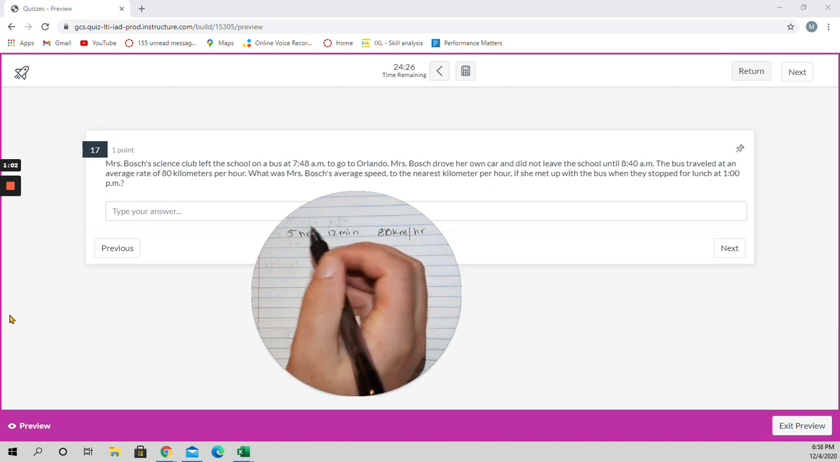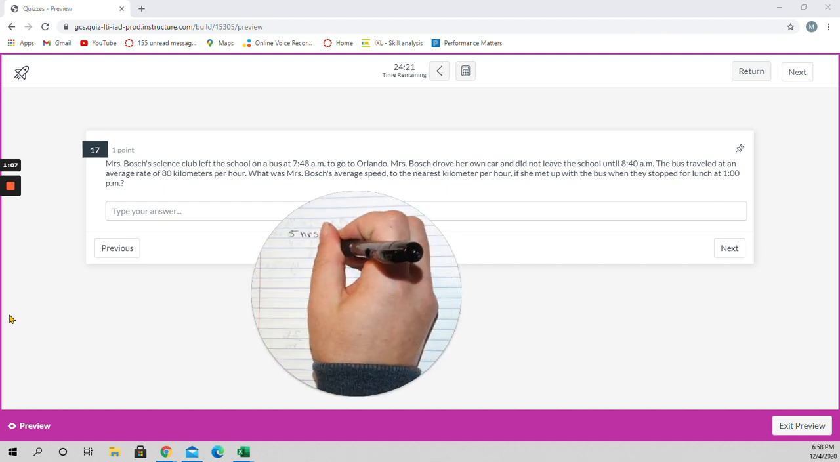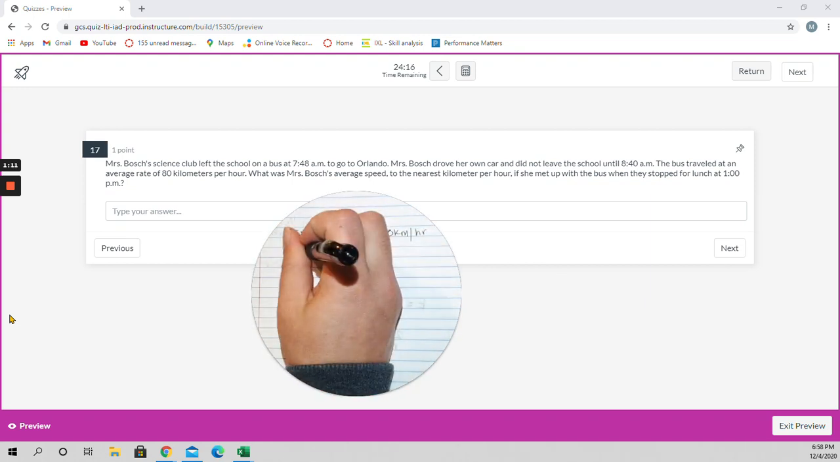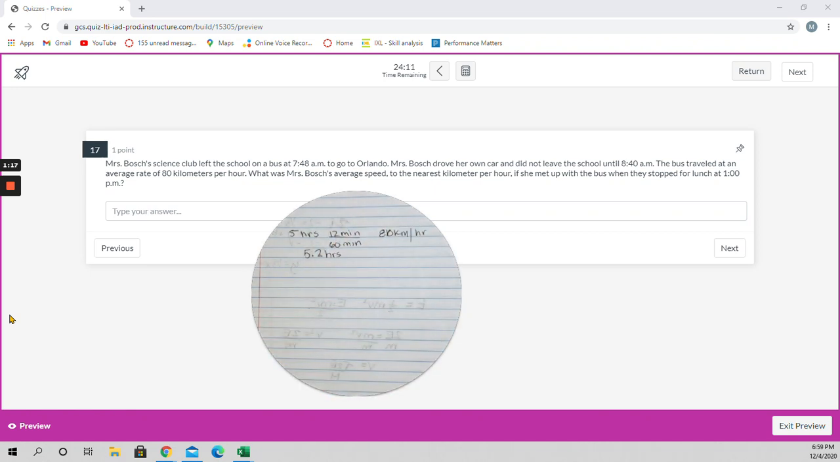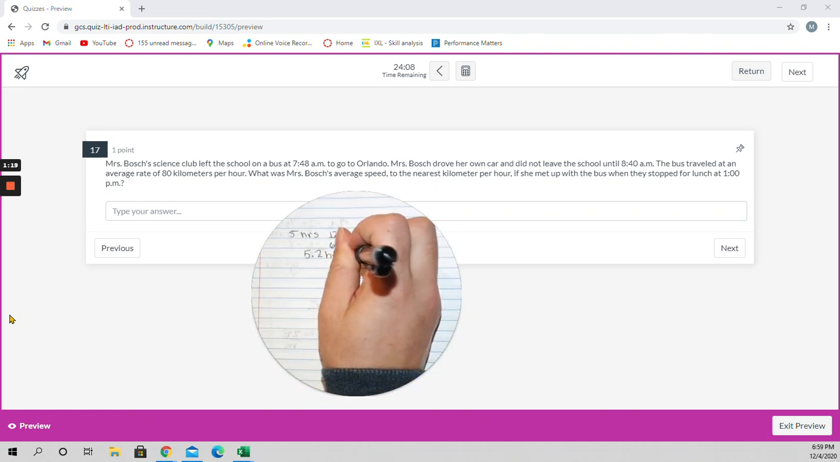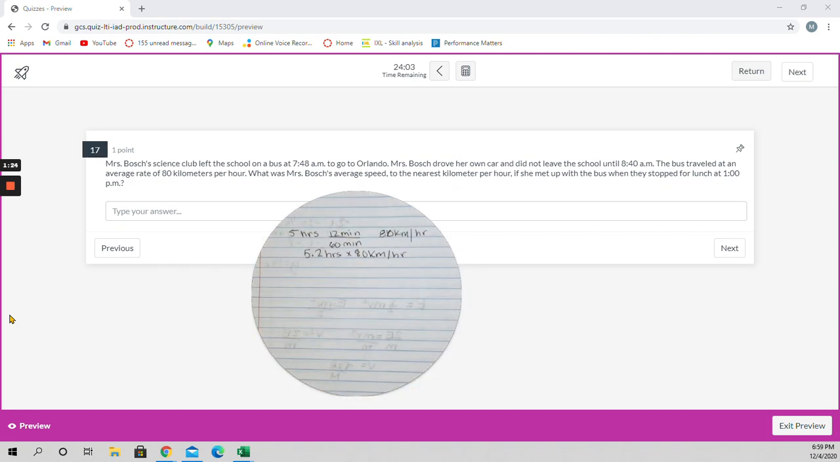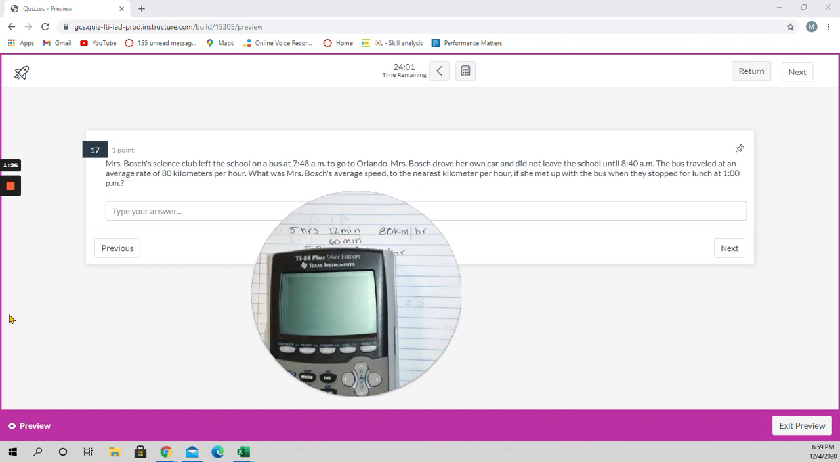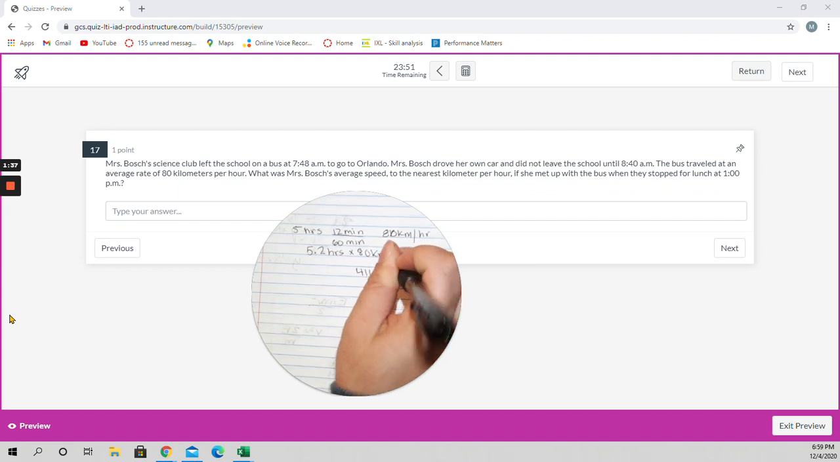So I'm going to change this 5 hours and 12 minutes into a decimal. So 12 minutes out of 60 minutes for an hour, that's 1/5. So they were traveling for 5.2 hours. 0.2 is 1/5. At 80 kilometers an hour, 5.2 times 80, they traveled 416 kilometers. So 416 kilometers.